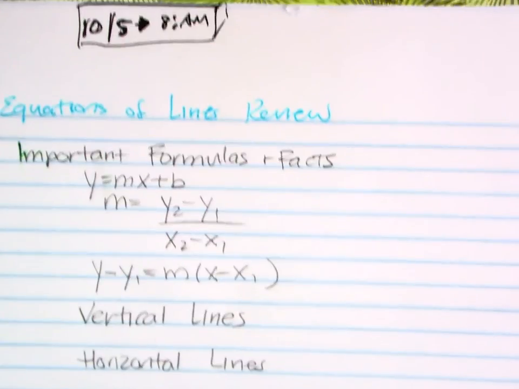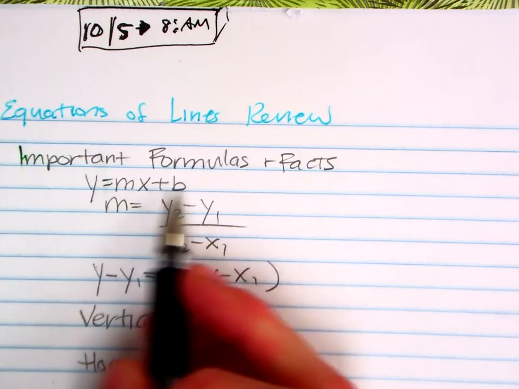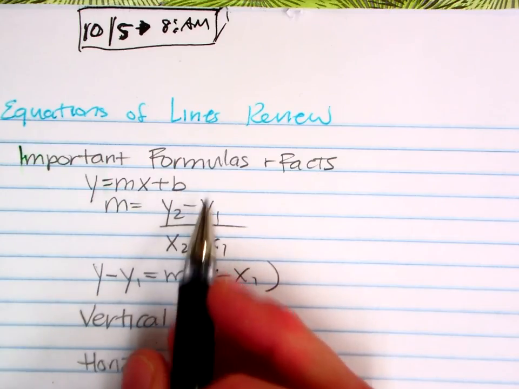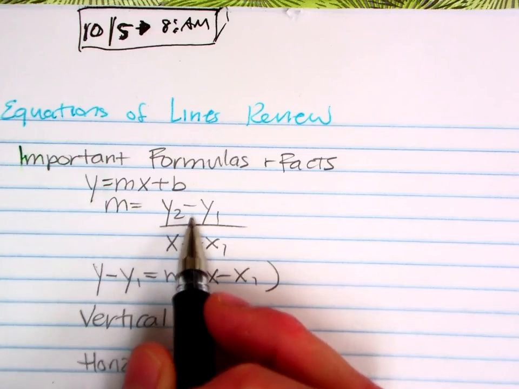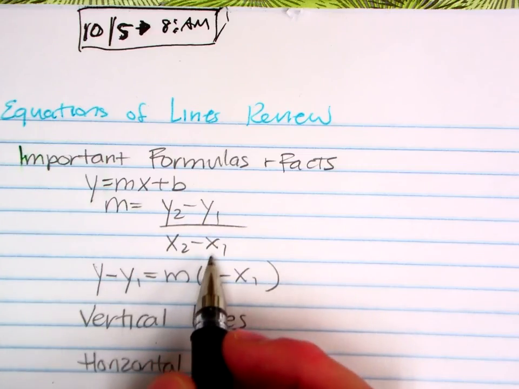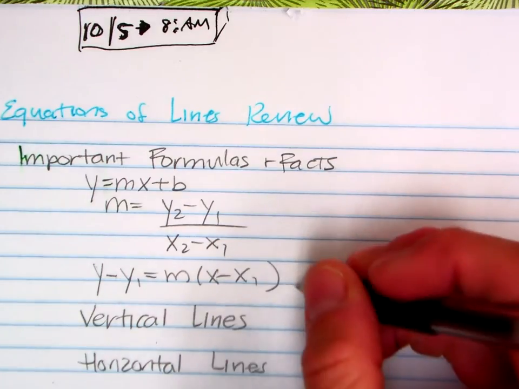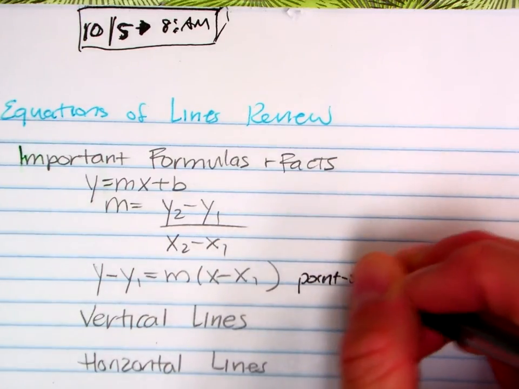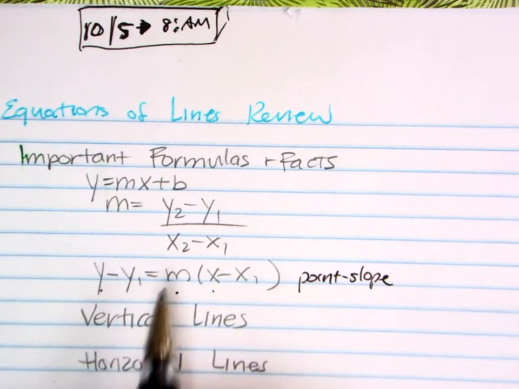We have slope-intercept form. M is your slope, B is your y-intercept. We also have the equation for the slope between 2 points, which is the change in y over the change in x. And then this last one, which you may not be familiar with, is point-slope form. And that's because we use it when we have a point and when we have slope.